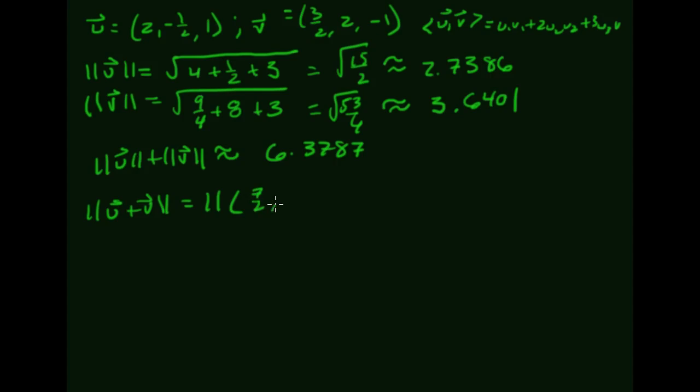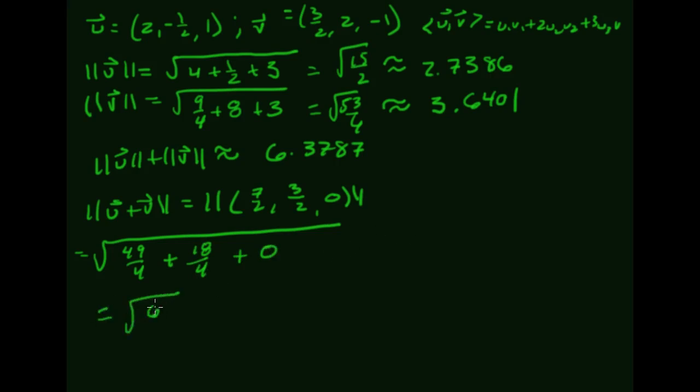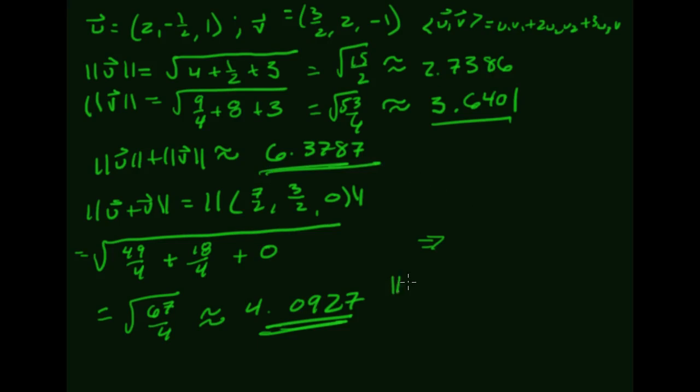So now we need the magnitude of u plus v, which is the magnitude of, let's see, 2 plus 3 halves is 7 halves. That's 3 halves. And 0. So we get a break with the 0, right? So this is going to be the square root of 49 over 4 plus 9 over 4, 18 over 4 plus 0 gives me the square root of 67 over 4, which is approximately 4.0927. This is less than this, which implies that the norm of u plus v is less than or equal to the norm of u plus the norm of v, so the triangle inequality holds with this inner product for these two vectors.